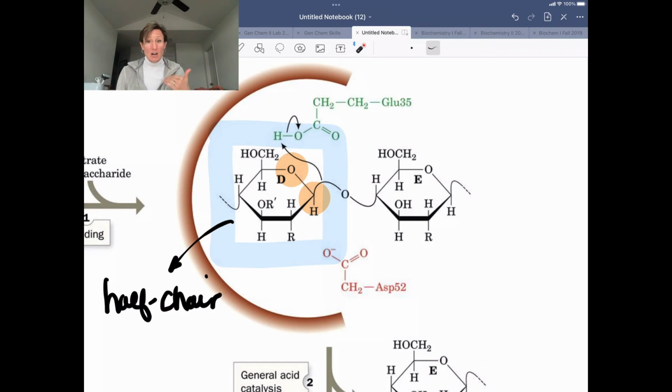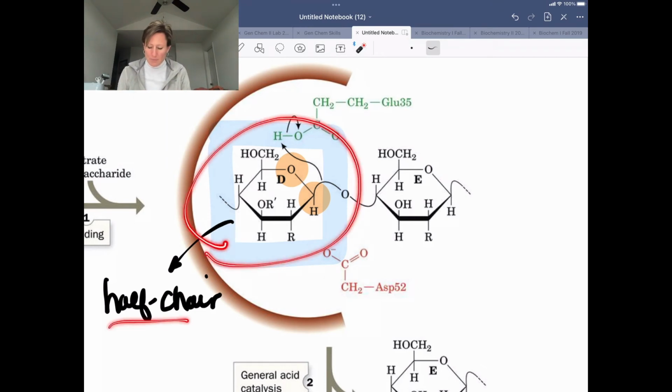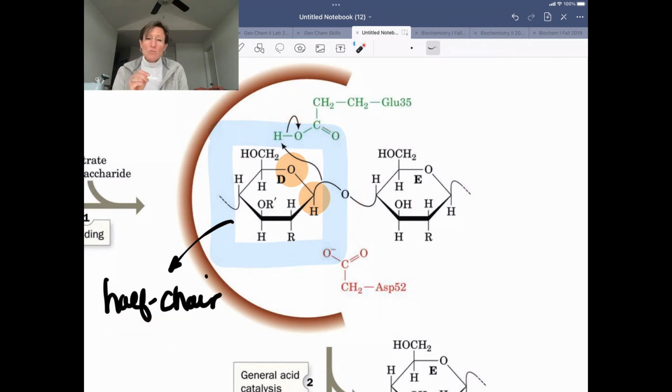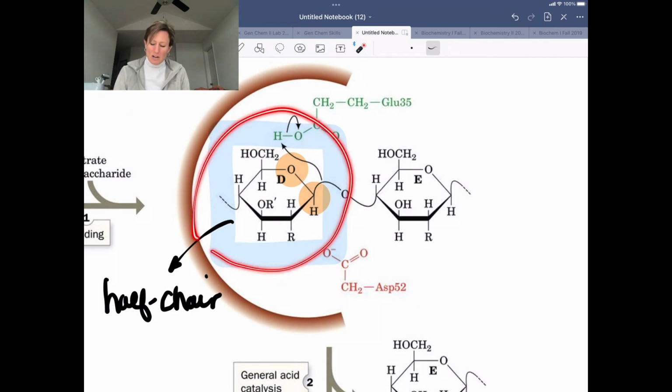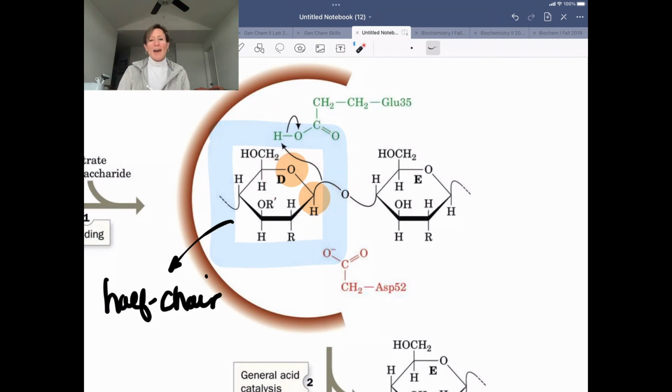Binding of that polysaccharide to the enzyme induces that conformational change in the D ring, making it into that half chair. It's going to be stabilized via that valine 109. We don't see that here, but we've set up a situation where now we are ready to have these two atoms be coplanar and able to stabilize the resulting positively charged species.